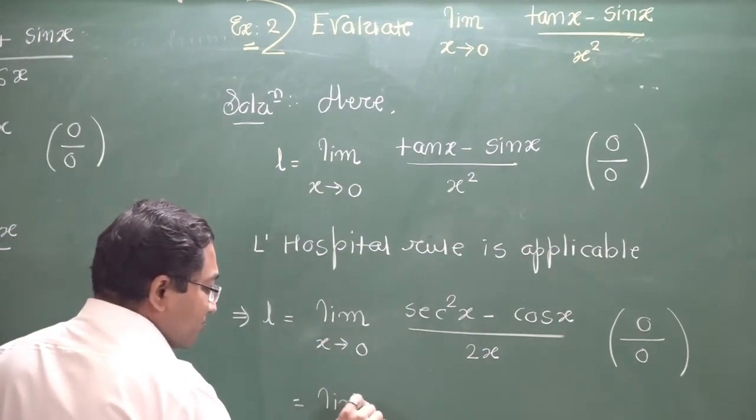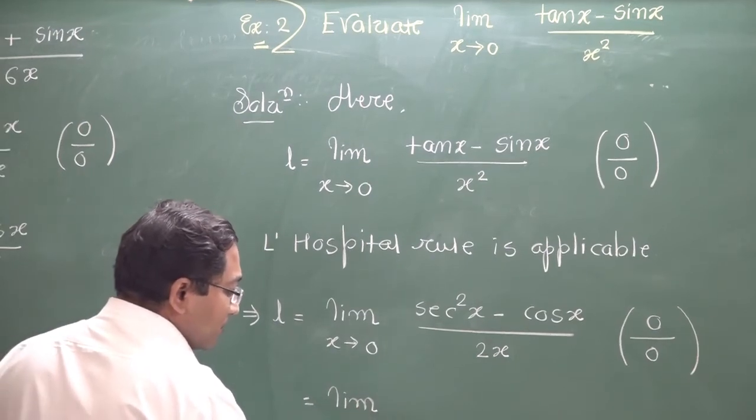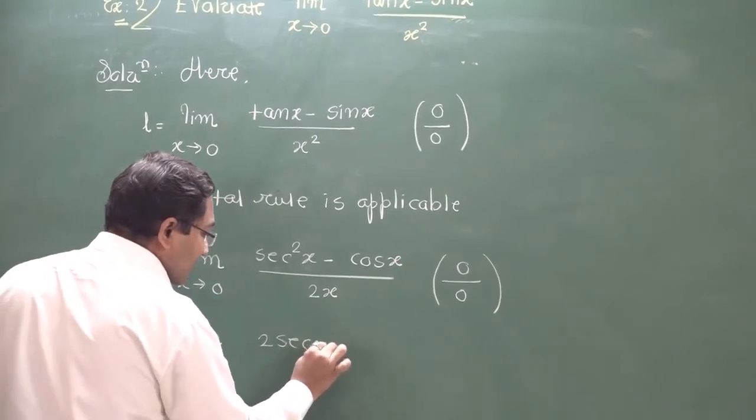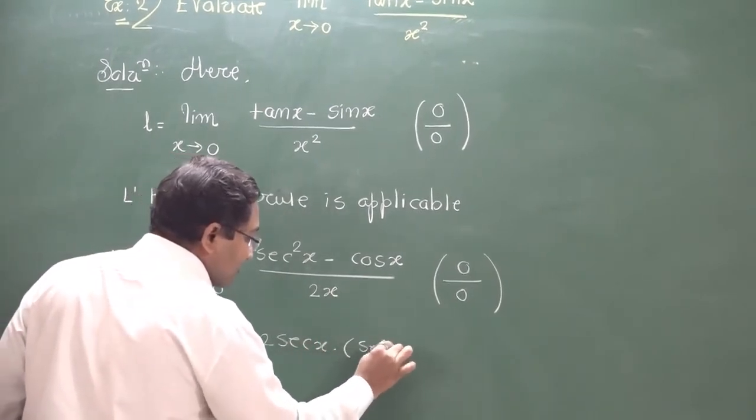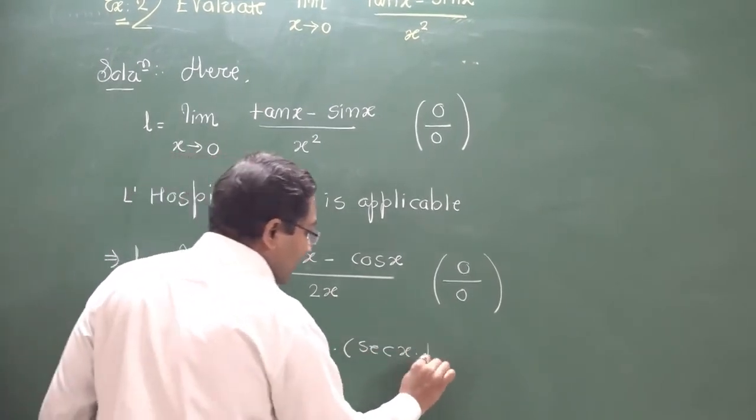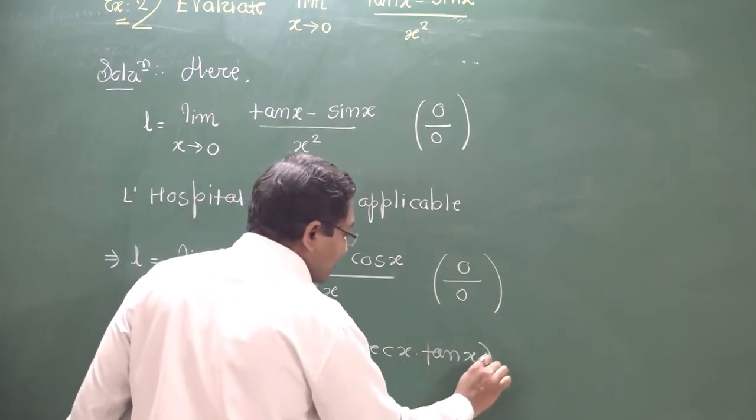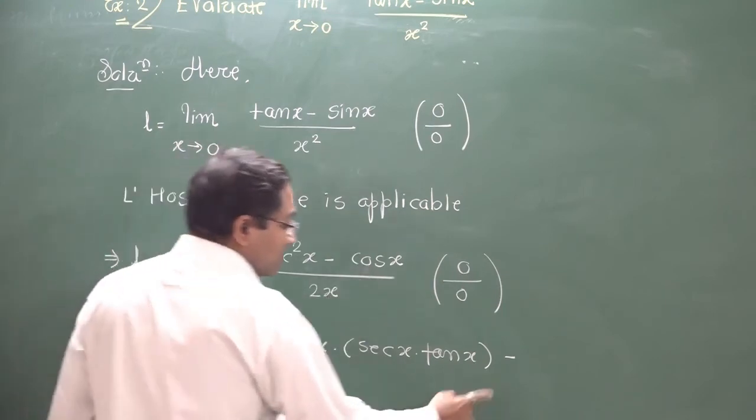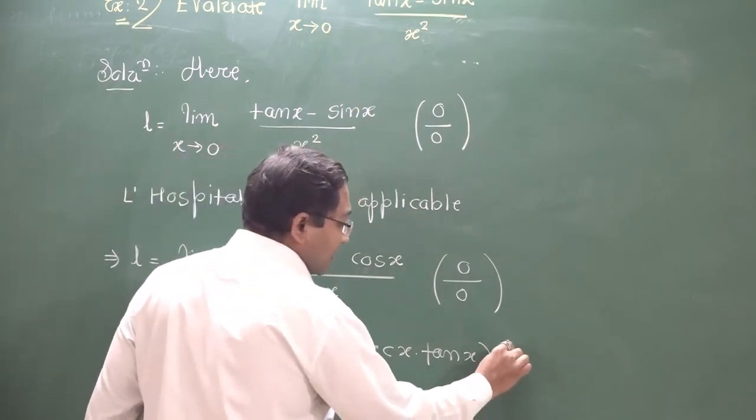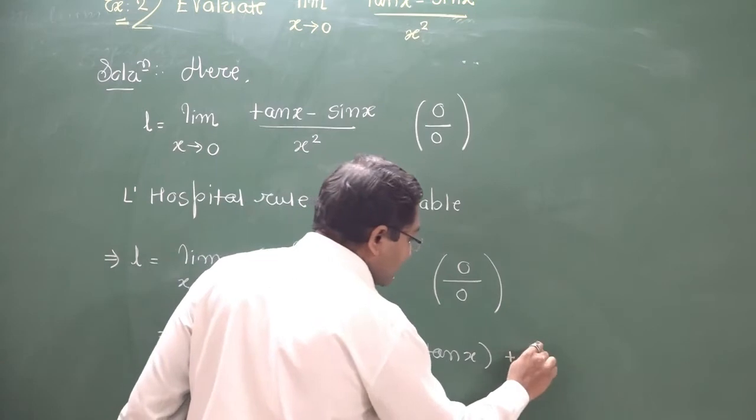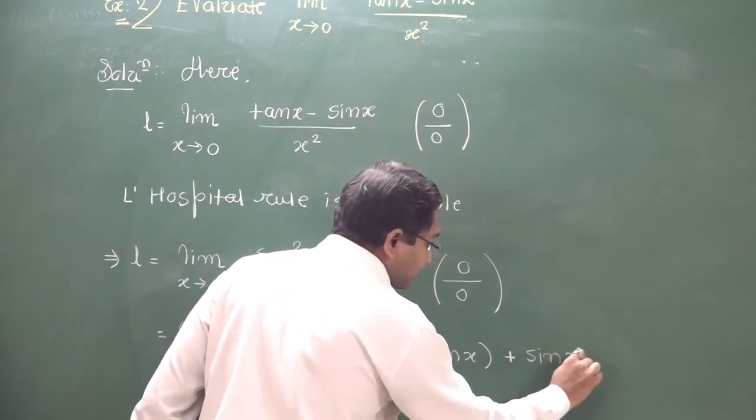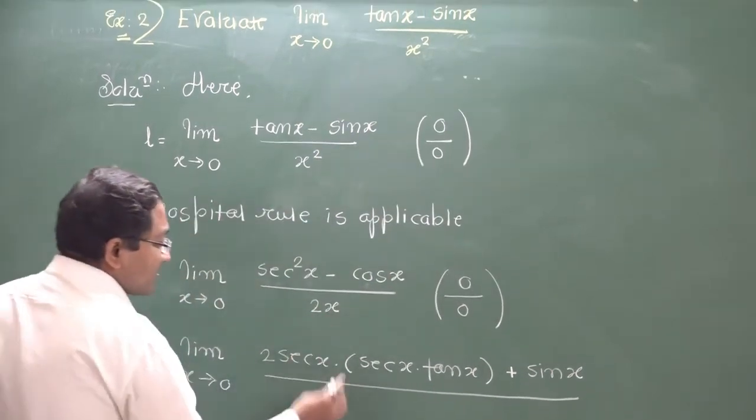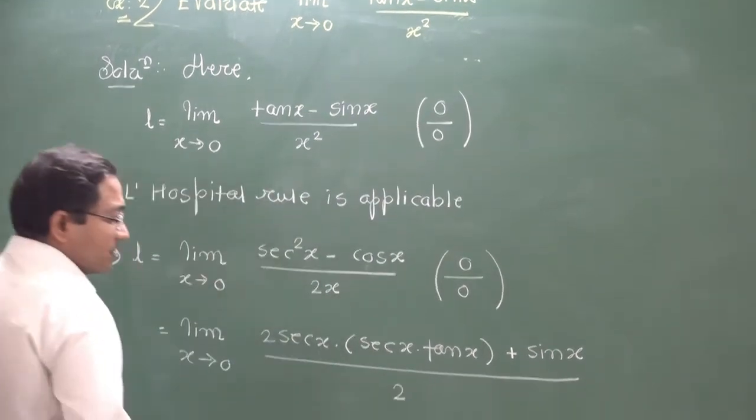So limit x tends to 0, differentiation of sec square x is nothing but 2 sec x into sec x tan x. Minus differentiation of cos x is minus sin x, so minus minus will be plus. So that is sin x, upon differentiation of 2x, which is nothing but 2.